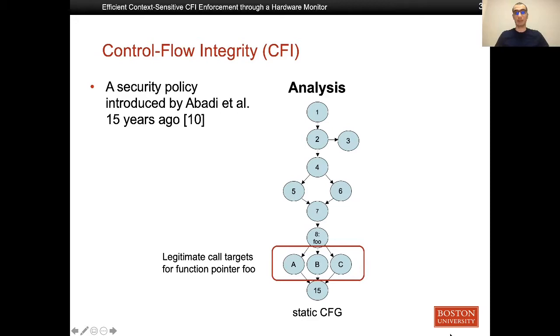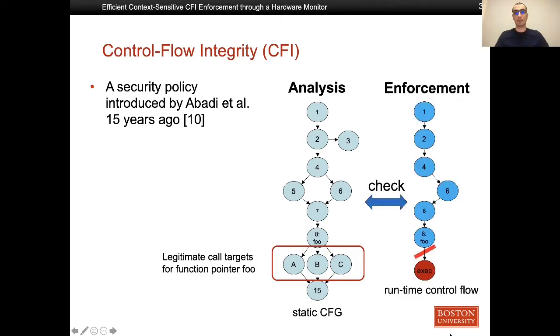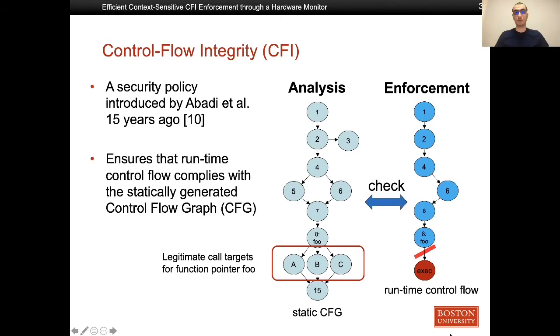For instance, in the CFG, we label each basic block with a basic block ID, and if you look at basic block ID 8, you will see that function pointer foo has three legitimate targets, which are functions A, B, and C. The second stage of CFI is the enforcement stage. At this stage, the CFI mechanism collects the runtime control flow of the program and ensures that it complies with the statically generated CFG. For instance, in this example, you see that the function pointer foo has exec as a target, which is not legitimate based on the CFG. Therefore, the CFI policy will terminate this process.